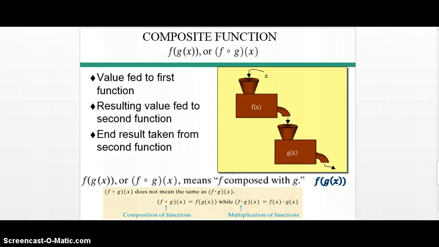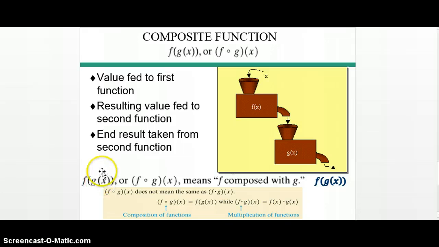Composite function. Look at the figure here. Here x is the input for this. Then the output will be f of x. This output is input for this. And after that we'll get the output f of g of x. This is called f composed with g.